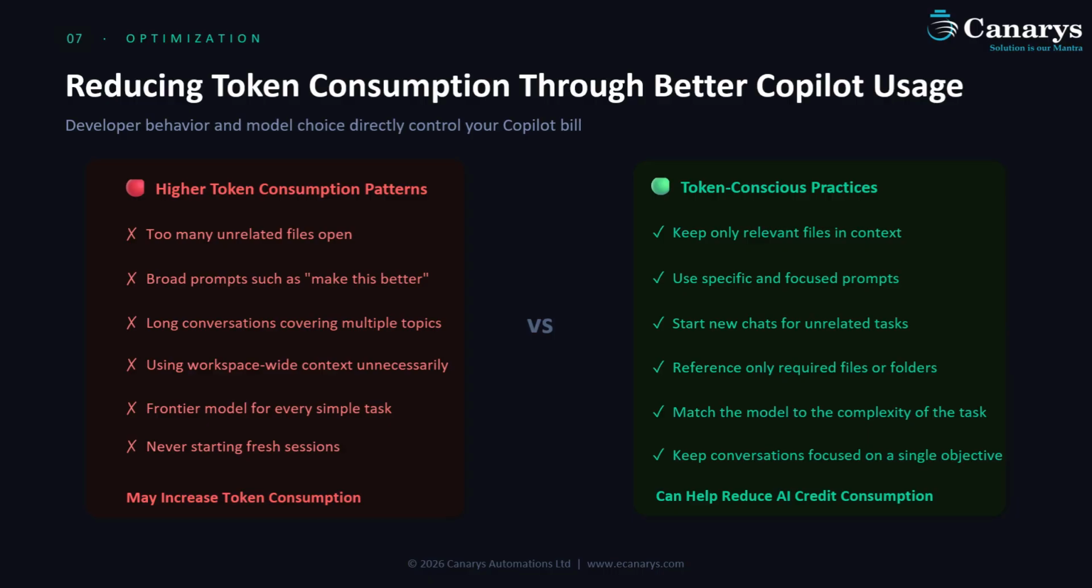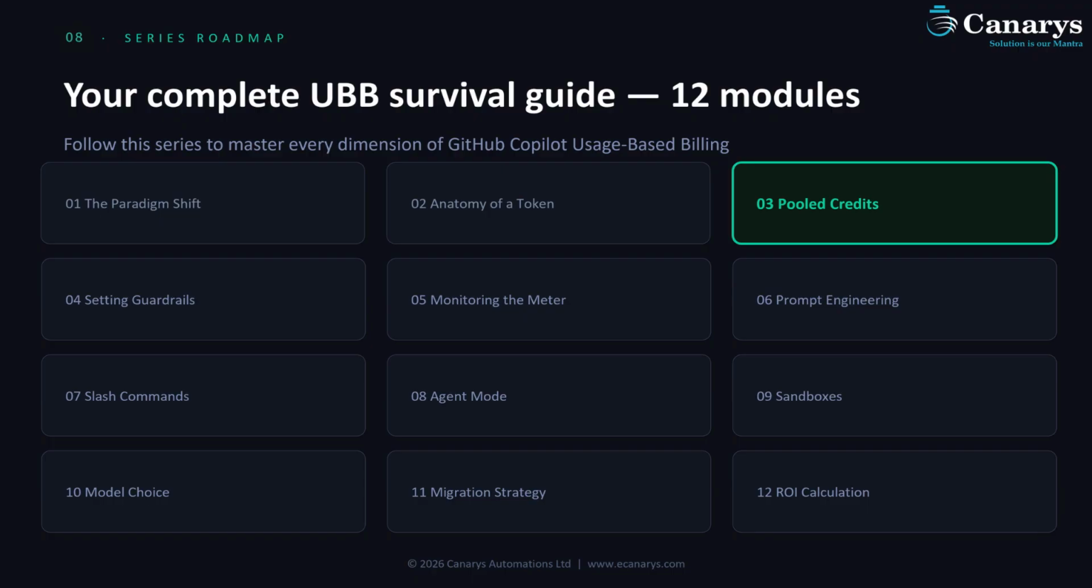In our next video, we move up one level, from individual token flows to the organizational credit pool. We'll explain how GitHub's pooled AI credit system works and what it means for how finance and engineering should be thinking about Copilot budgets together.